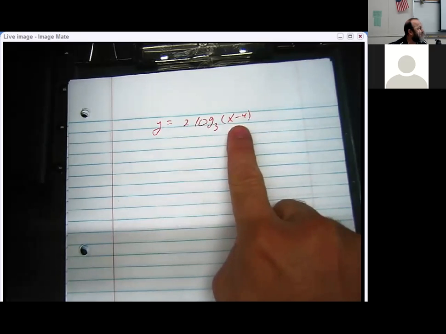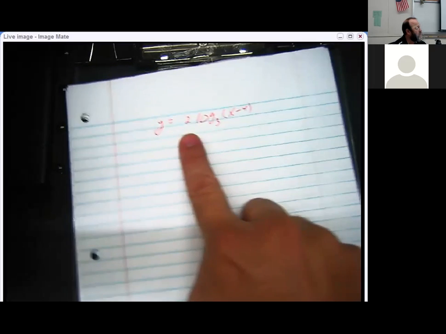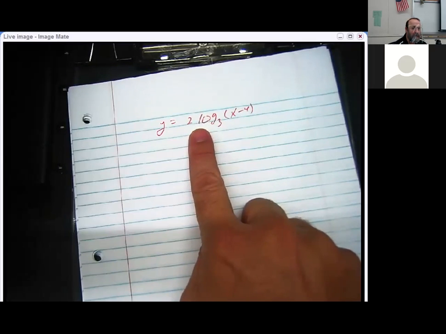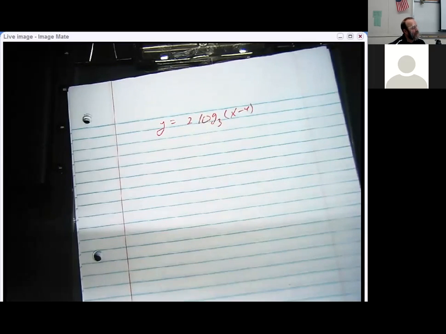What happened to it right here? It got moved to the right 4. Whatever that object is, it got moved to the right 4. All of the x values got kicked over. What did all the y values do? They got multiplied by 2. So here's my process. What's the base of that log? 3.